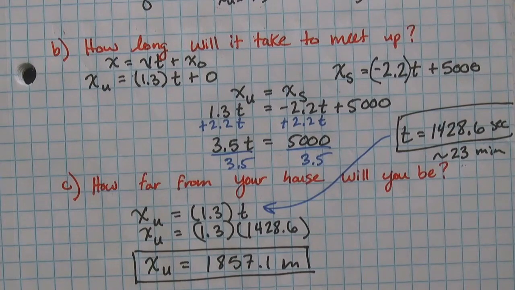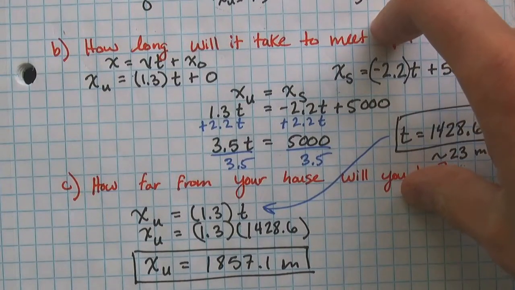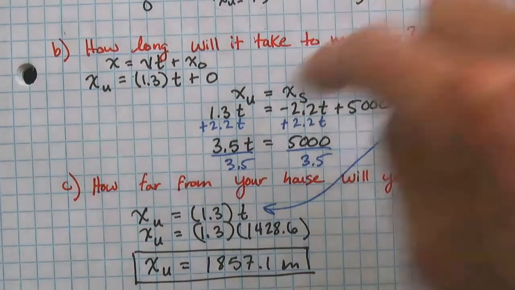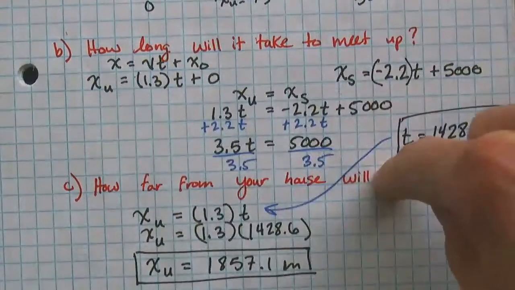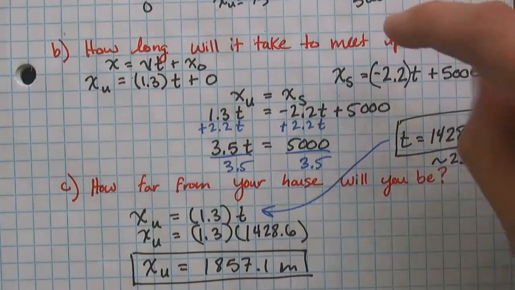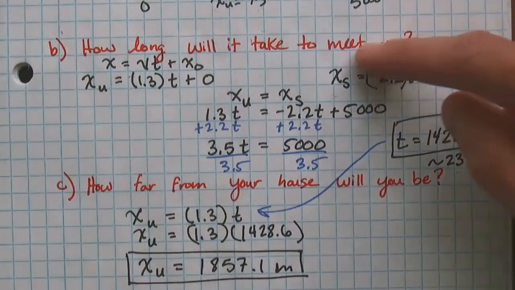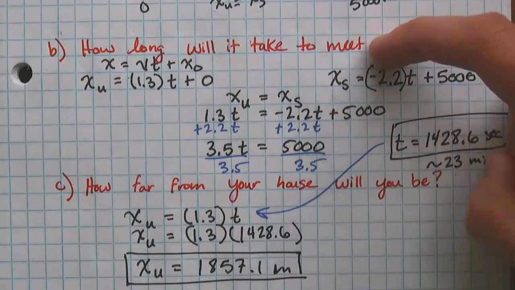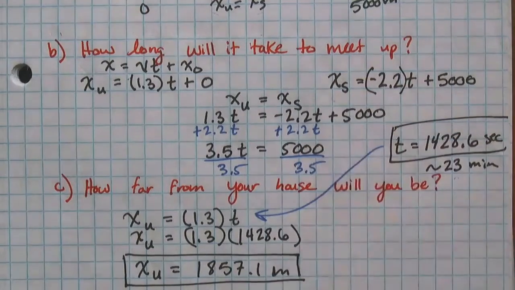So sometimes I won't split parts B and C up into their own individual parts. So sometimes I might just ask you, how far from your house are you? And you basically solve for the t first and then plug it in. So just know that sometimes I'm not going to ask you for the time and then the distance. I might just ask you for the distance. However, how you go about doing the math is exactly the same, right? I just don't break it into two pieces for you. So I hope that makes sense.